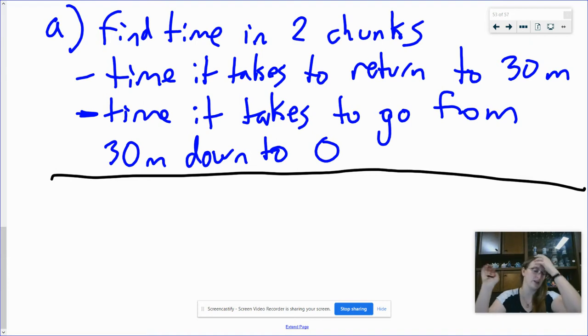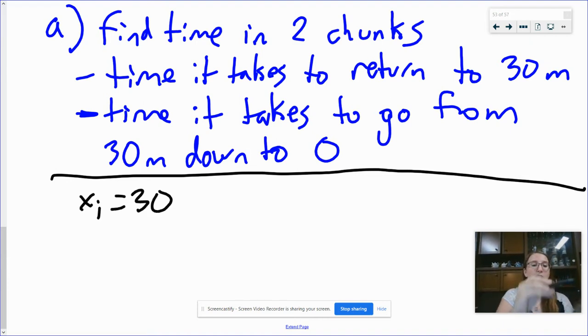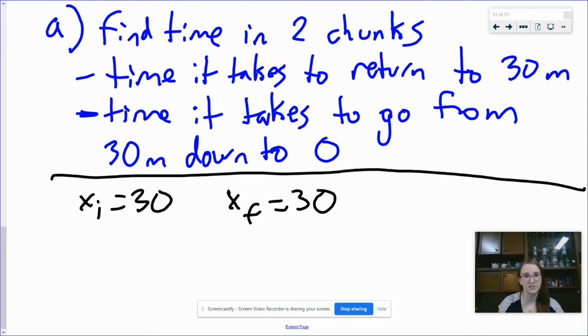So let's label our information. Our initial position is 30. It comes up, it comes back down to 30. That's what we're trying to do. We're trying to find the time it takes to return to that starting position. And again, that means time is the question mark. We know that. Now we also know a couple other things. We know the acceleration.